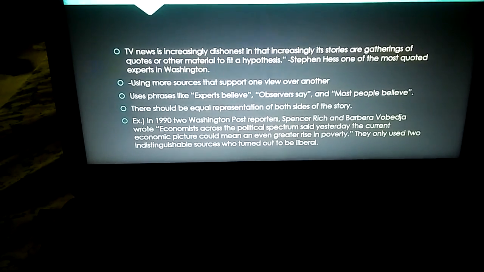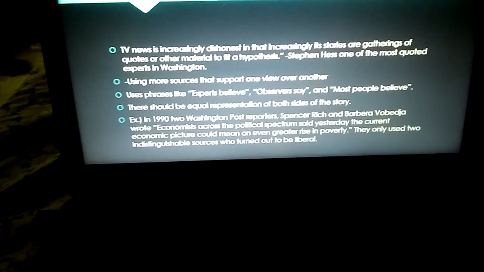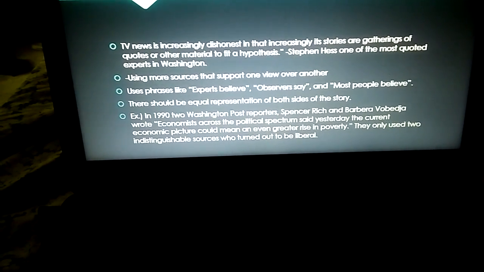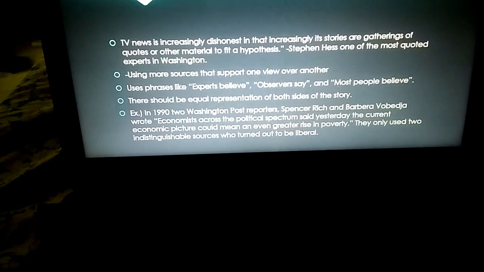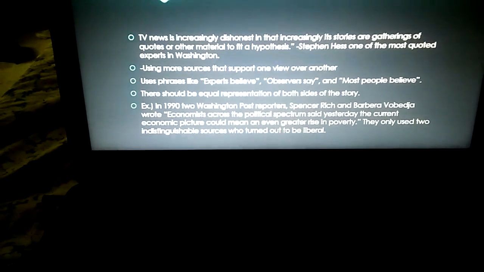In 1990, the Washington Post had two reporters, Spencer Rich and Barbara Bobeja, who wrote, "Economists across the political spectrum said yesterday the current economic picture could mean an even greater rise in poverty." They only used two indistinguishable sources who turned out to be liberal.